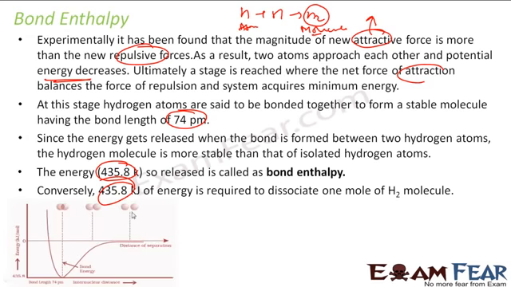See, this is the picture we had. When the distance became 74 picometer between the nuclei of two hydrogen atoms, this was stable, and it released 435.8 kilojoule of energy for 1 mole of hydrogen. Correct. So now let's discuss the orbital overlap concept.